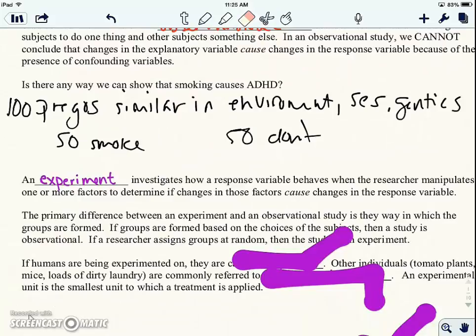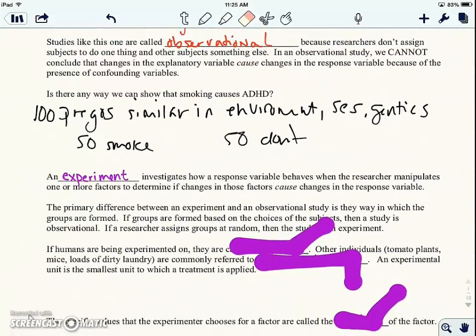An experiment investigates how a response variable behaves when the researcher manipulates one or more factors to determine if those factors cause changes in the response variable. The primary difference between an experiment and an observational study is the way in which the groups are formed. If groups are formed based on the choices of the subjects, then a study is observational. If a researcher assigns groups at random, then it's an experiment. So this is a key difference here.